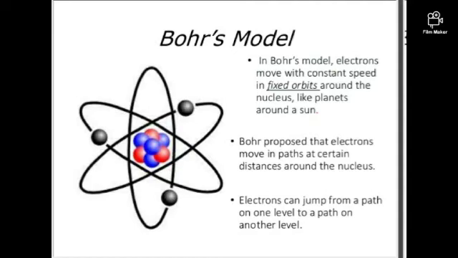Next we move on to the Bohr model. In the Bohr model, the electrons move with a constant speed in fixed orbits. It is very important to mention the fixed orbit. The electrons don't jump around throughout the atom as per Bohr's model. Like the planets revolve around the sun, the electrons revolve around the nucleus. Bohr proposed that the electrons move in paths at certain distances around the nucleus. Electrons can jump from a path on one level to a path on another level.